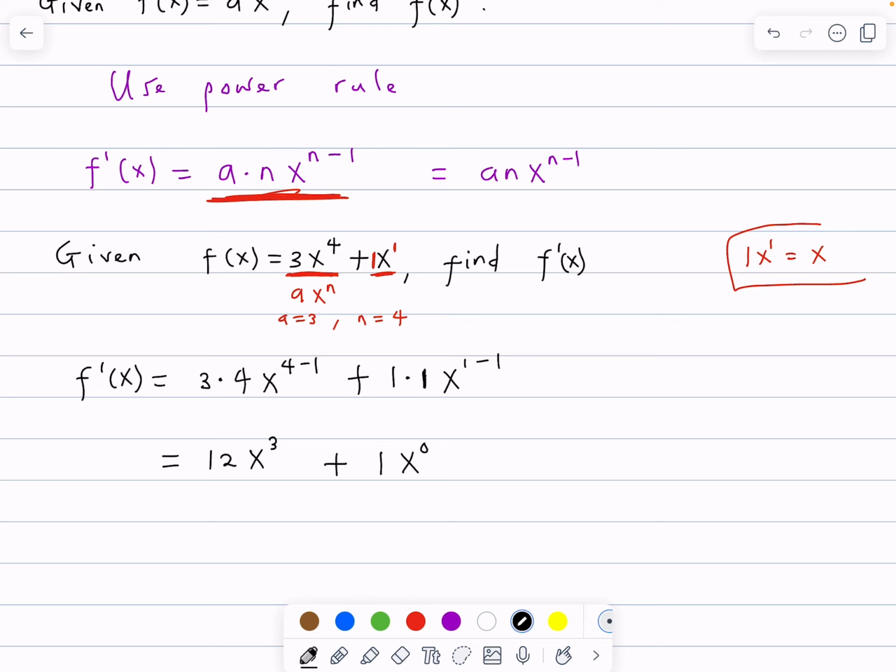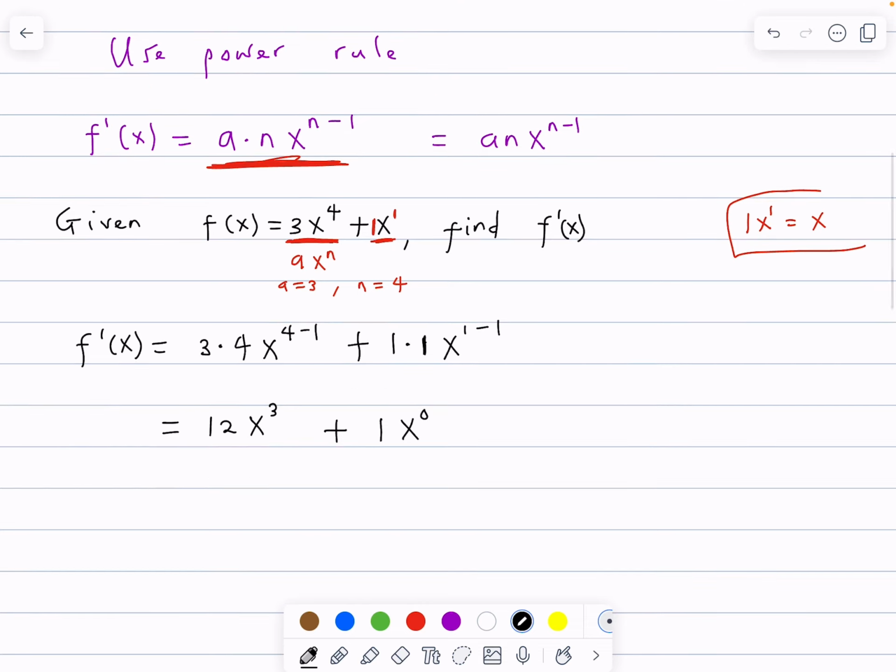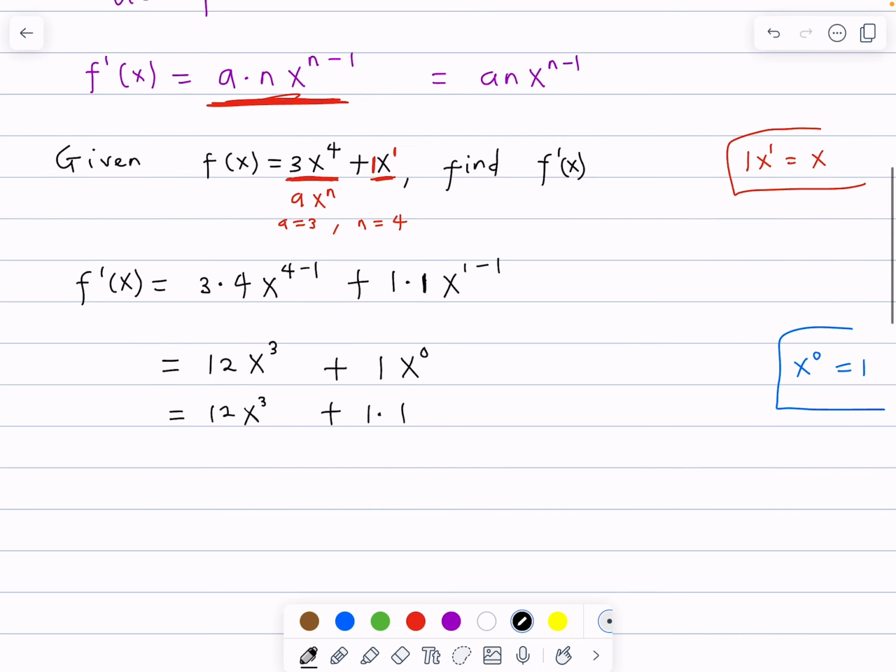And this is just going to be 12x to the power of 3 plus 1 times x to the power of 0. Remember, from the rule of exponents, x to the power of 0 is equal to 1. So this is just 1. This is just going to be 12x to the power of 3 plus 1.